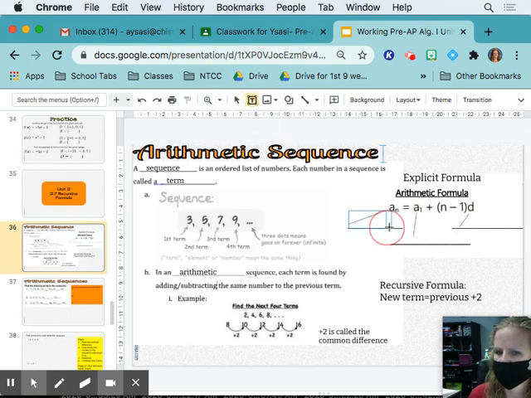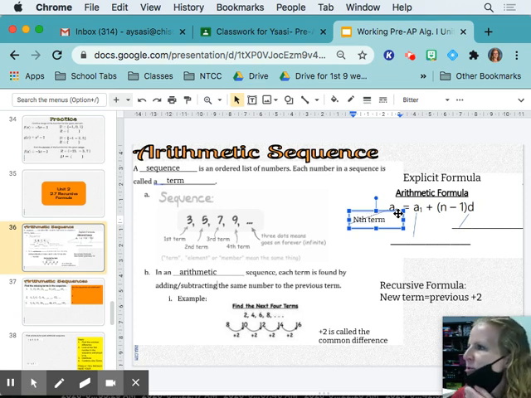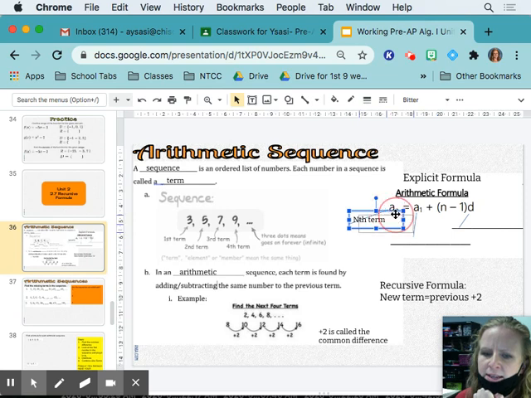All right, I'm going to draw a little text box right here to identify A sub N. The N means the term number that it is. So this is the nth term. Whatever you want that to be. Let's say the 10th term, the 5th term. It's the nth term.